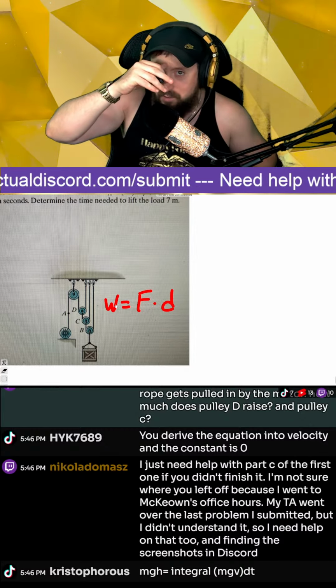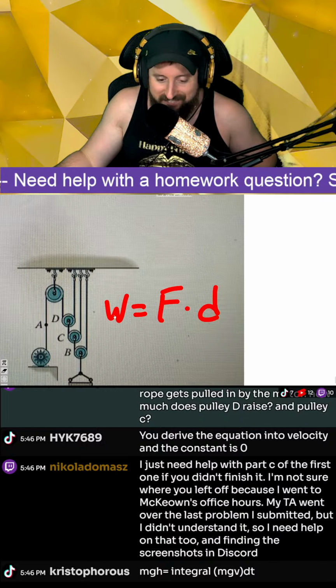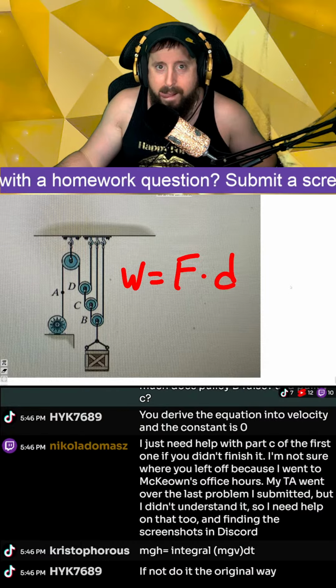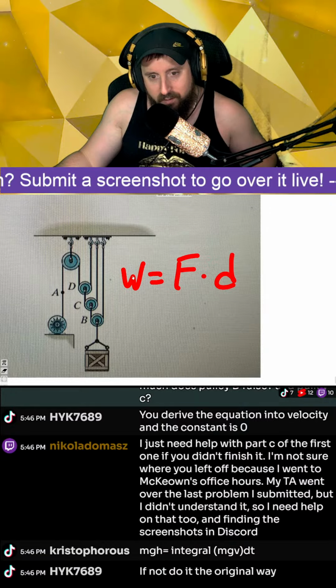I agree with what Chris says. I would love to just do mgh as the integral of mg v dt. Yeah, I don't know what all the pulleys are.